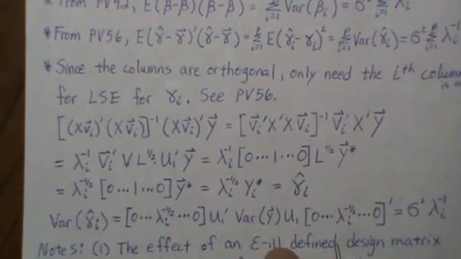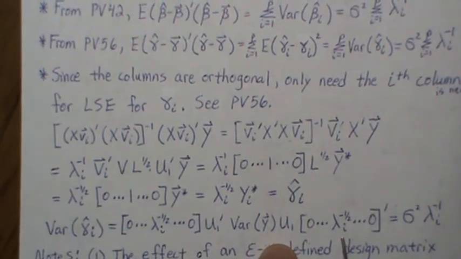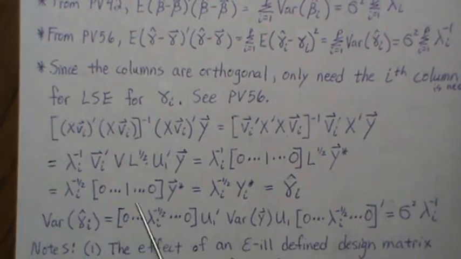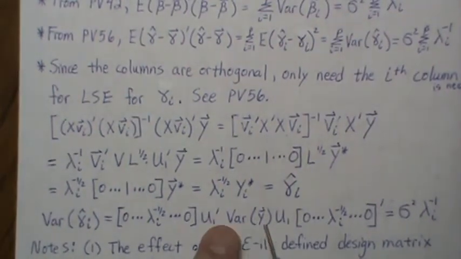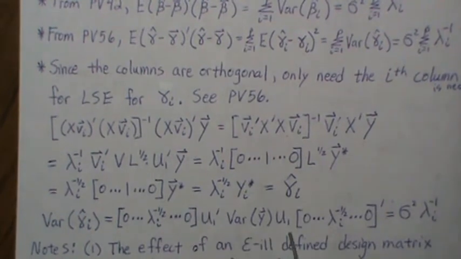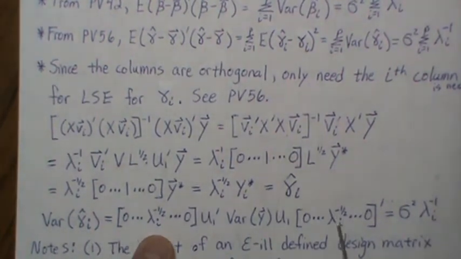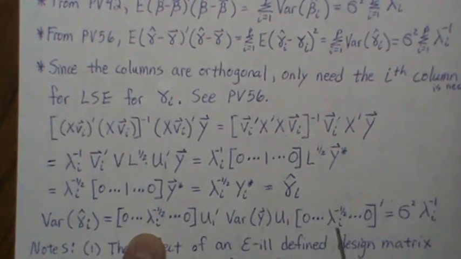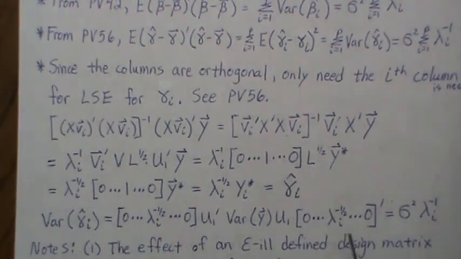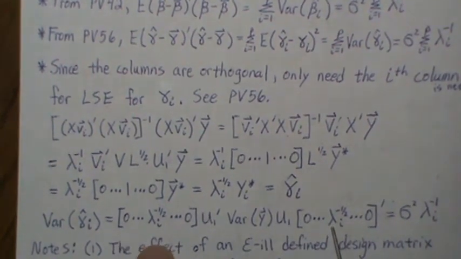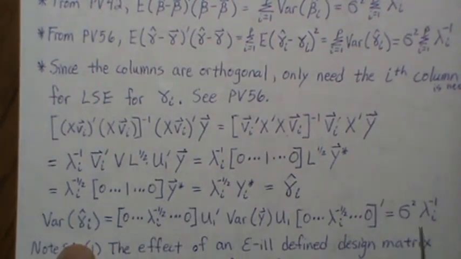Then we have to transpose that back. And then the variance of y is sigma squared I. So the sigma squared comes out front, the identity matrix. Then U1 prime U is the identity matrix. This row vector times this column vector, these are multiplied, so you get lambda_i to the 1/2 minus 1/2. And we're adding up a bunch of zeros. And we have the sigma squared out front, and then we get this. So this is the variance.